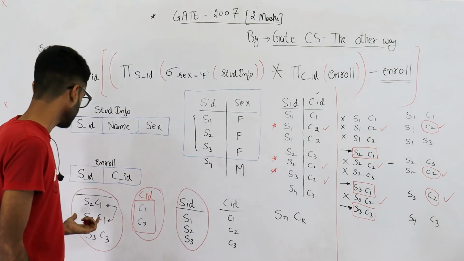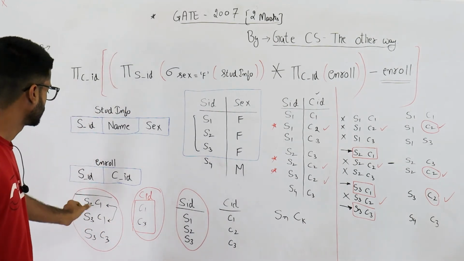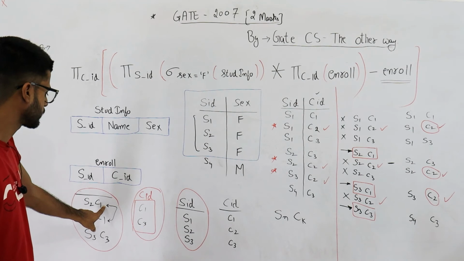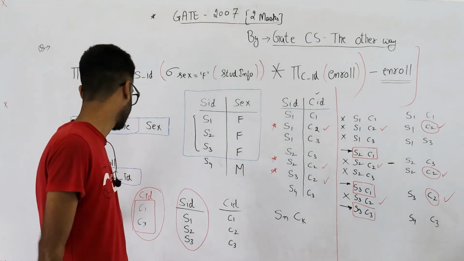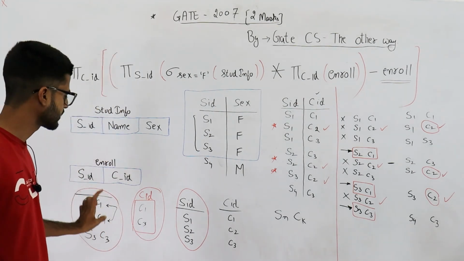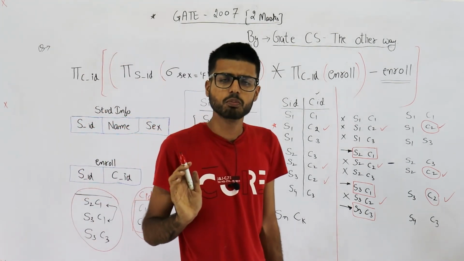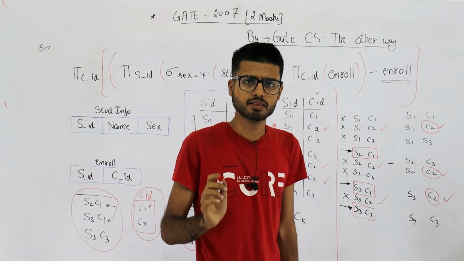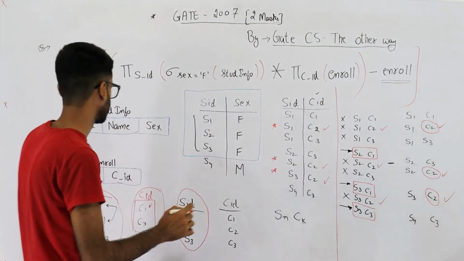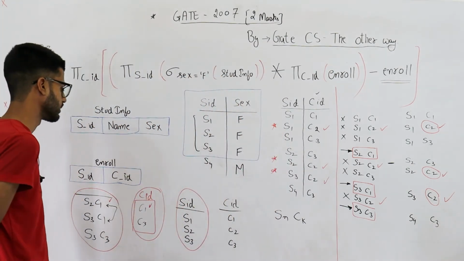So all the female students haven't enrolled for C1. That's the reason C1 is present in the result. So option B is true. A proper subset of female students must enroll for a course for it being present in the result.